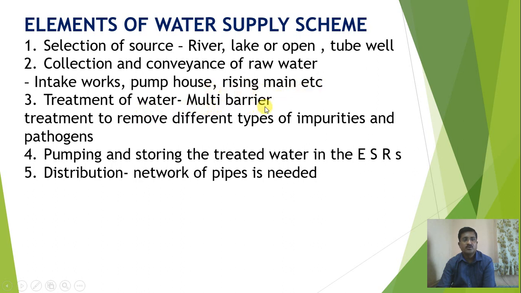Treatment of the water: multiple treatment steps to remove the different types of impurities and pathogens. For example, if you see the water treatment process, there are various units which treat the water and remove these impurities. Pumping and storing of the treated water in the ESRs, and a distribution network of pipes is needed.